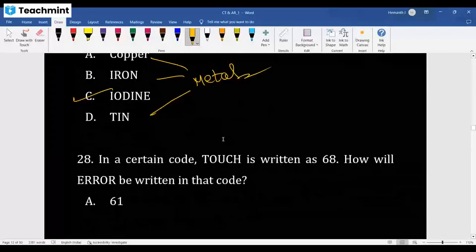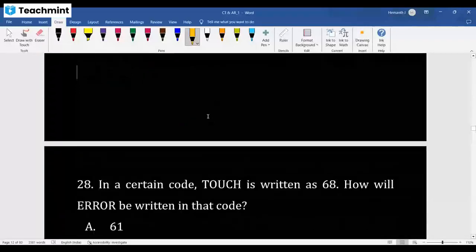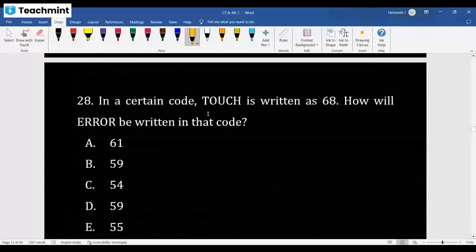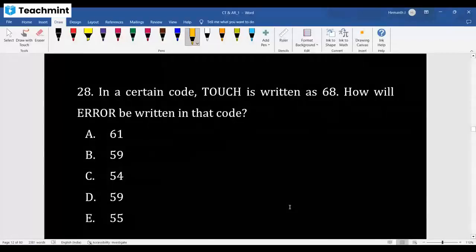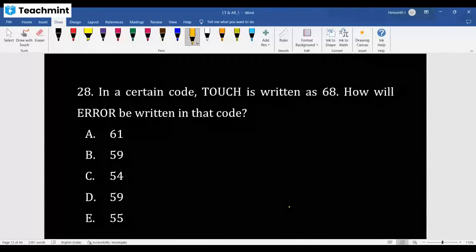Okay, now let's see. Try this question. Touch is written as 68. Error is what?